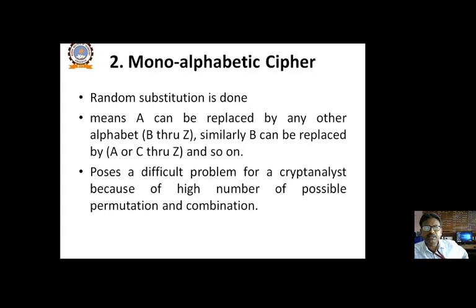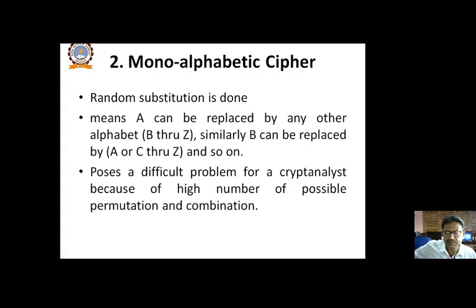Now in mono-alphabetic cipher, there is a random substitution being done. Random substitution means if A is replaced by the character 24 places down the line, it is not necessary that B will be replaced by the character 24 places down the line. Not so. That is why it is called random substitution method. If A is replaced by 24 places down the line, there is a possibility that B will be replaced by 3 places down the line, and C will be replaced by 10 places down the line. So this is random. That is why it is called random.